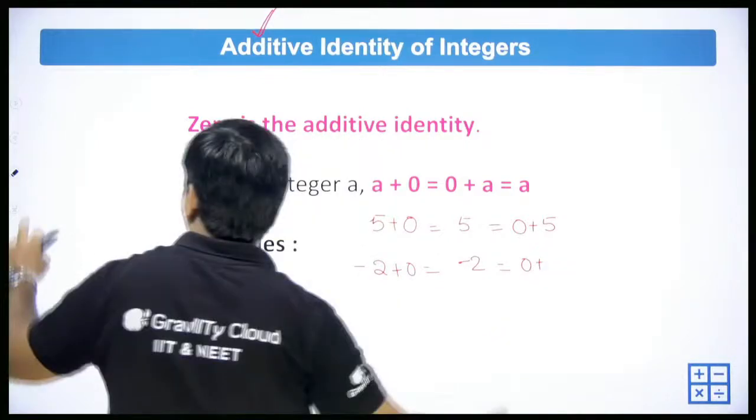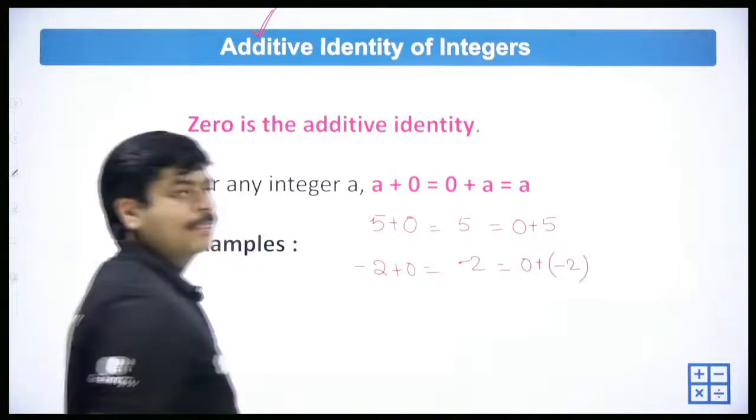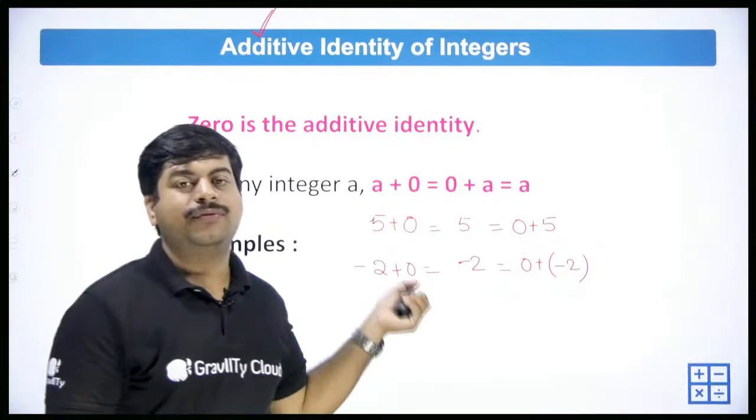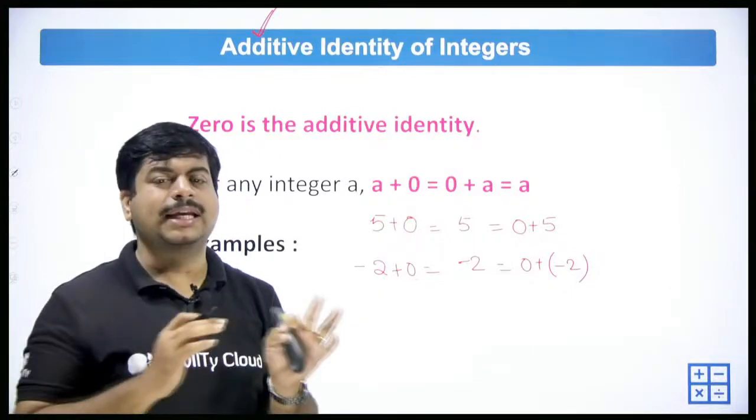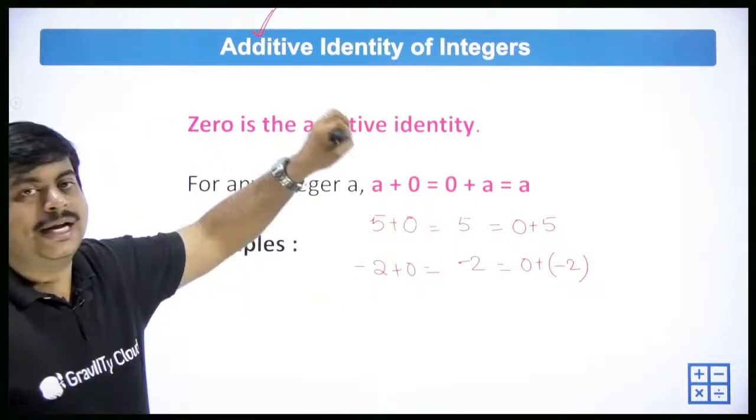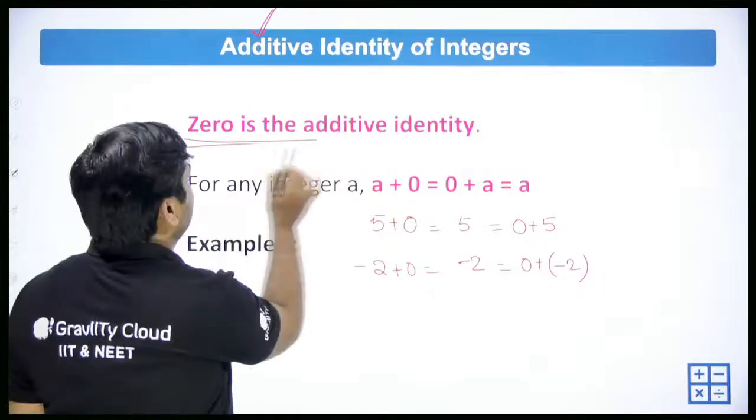0 plus minus 2. So what I can say here, 0 is that number which, when we add it to the given number, we get the same number back. We get the same identity. Identity means the same number appearing again. So you can see here, even for 0, the additive identity is 0. So always 0 is the additive identity.